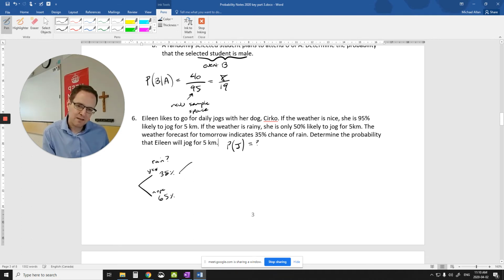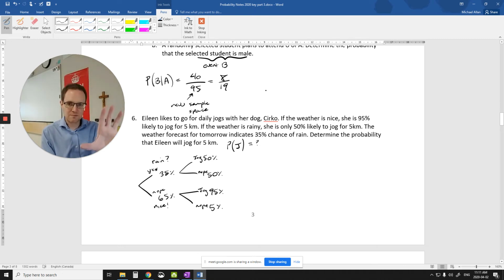Okay. Then what I'm going to do is that if it's rainy, there's only a 50% chance that she'll actually go for a jog. So she'll go for a jog 50% of the time. And then I'm going to say, nope, down here, the other 50% of the time. So that's the top part. If it's a nice day, she's going to go for a jog 95% of the time. And then we're going to do a little nope for the other 5%.